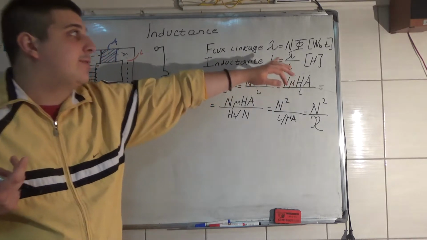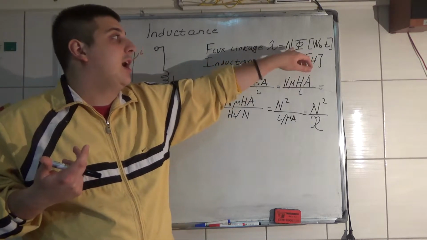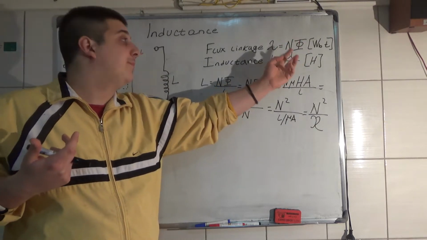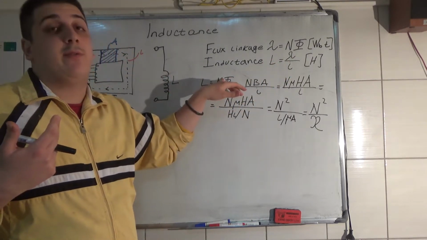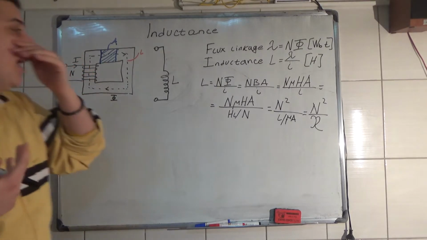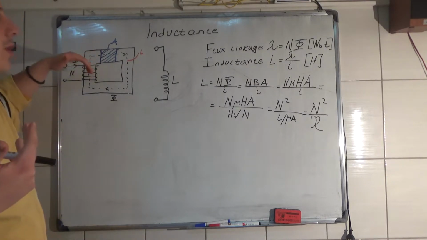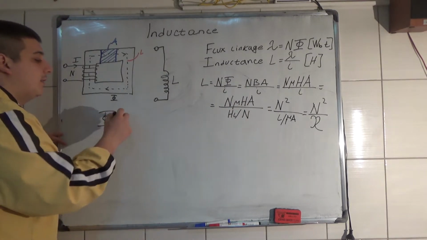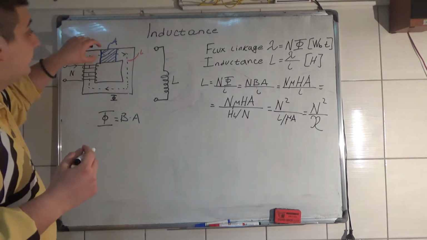So, for example, if we replace this with the flux linkage, this is lambda, the Greek letter lambda, then we get that the inductance of this coil is the number of turns multiplied by the flux that passes through that coil and divided by the current passing through that coil. So, you know, for example, the flux is equal to the magnetic flux density multiplied by the area of the magnetic circuit.